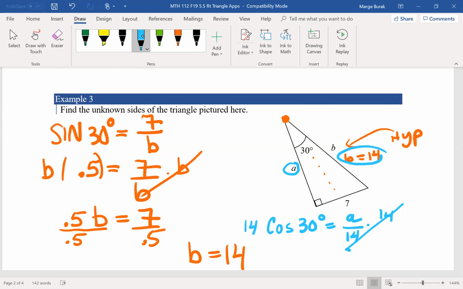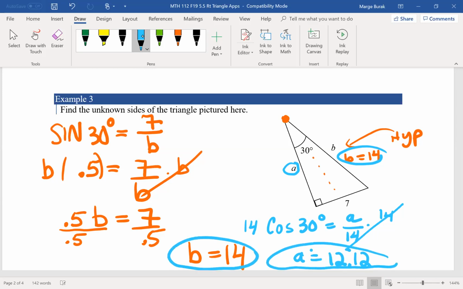And if I do my calculator and I do 14 times the cosine of 30 degrees, you can do this on your own calculator, you should get 12.124. So a is going to be about 12.12. Okay, and then my last check is the hypotenuse must be the longest side. Sure enough, 14 is longer than 12 or 7.